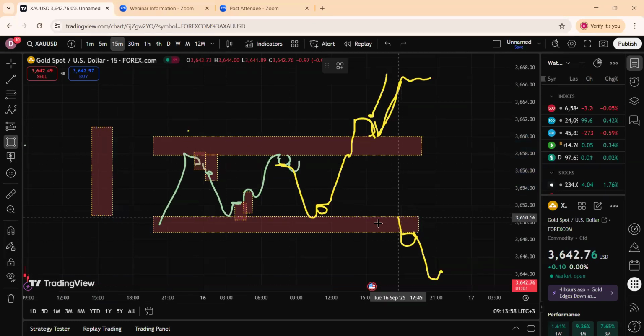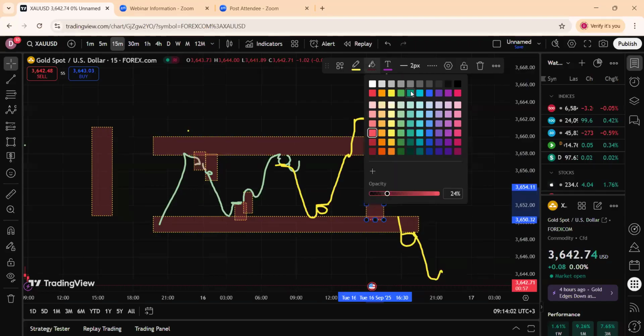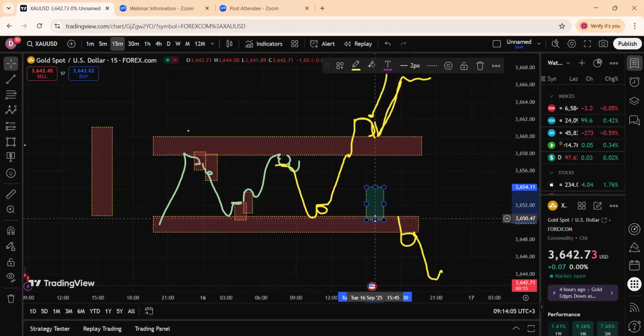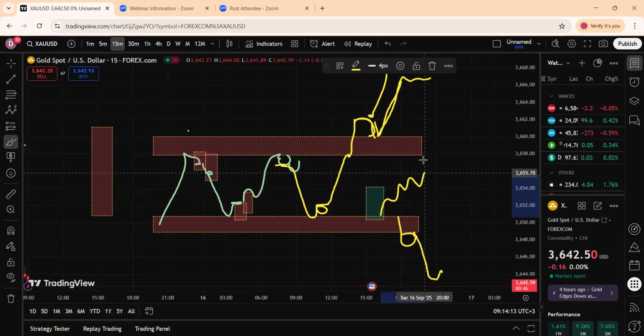At my support, if I get a very strong bullish candle, a very strong body, I know this market has strongly rejected the support. So it's time to get in for a buy.